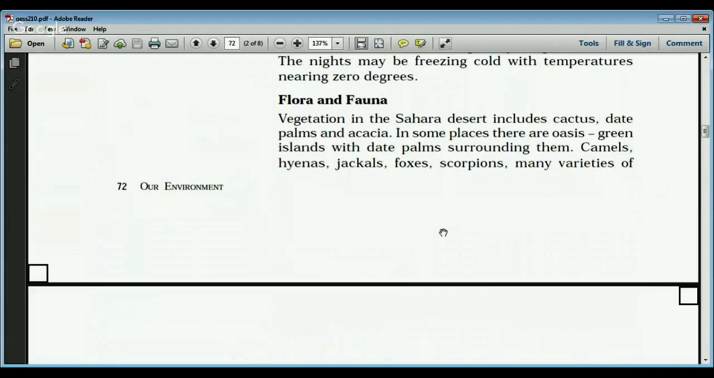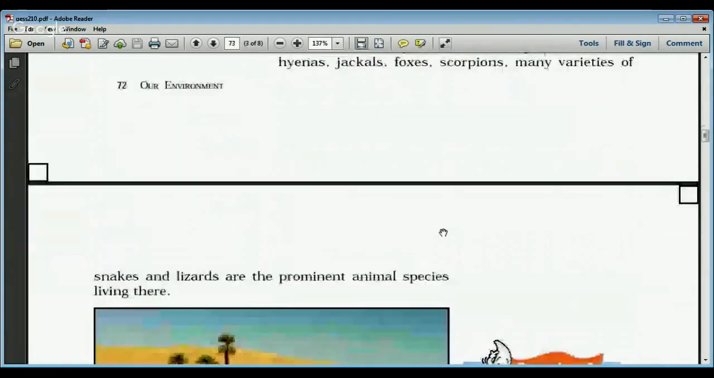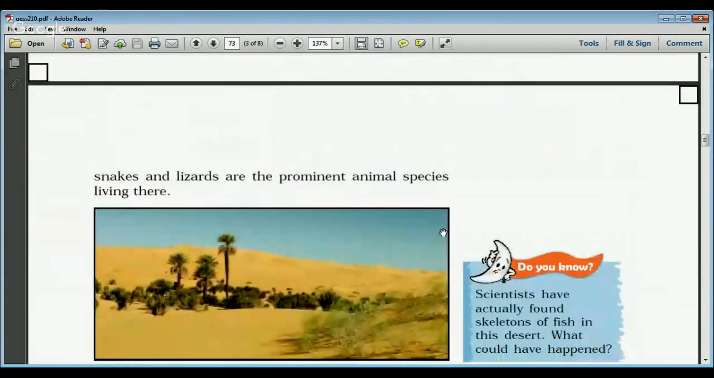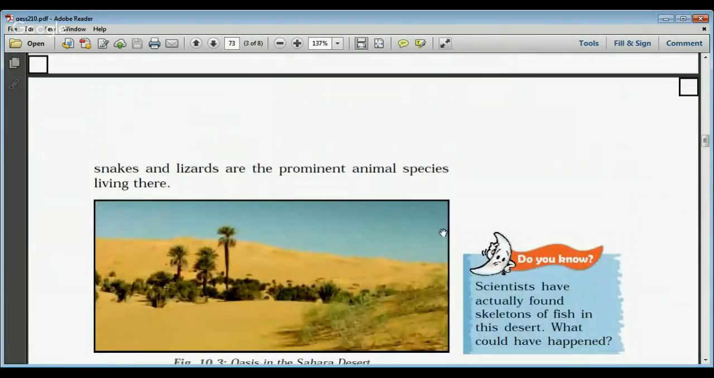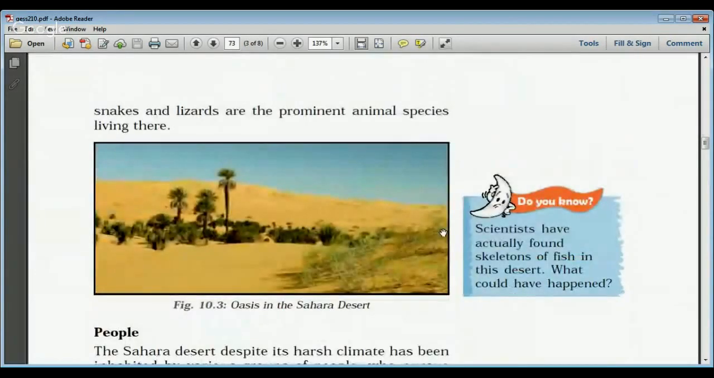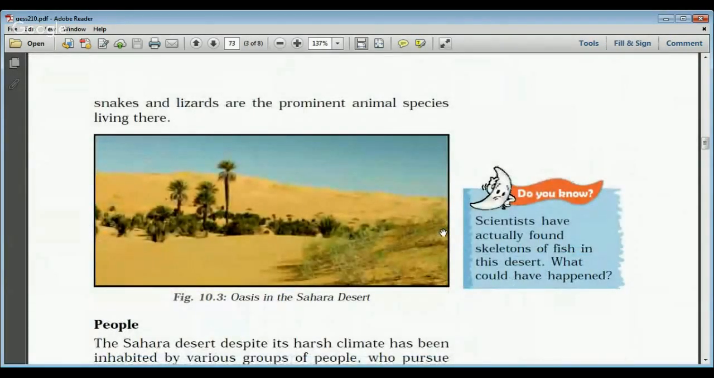And fauna: animals like camels, hyenas, jackals, foxes, scorpions, and many varieties of snakes and lizards are the prominent animal species living in the Sahara region. And figure 10.3 clearly shows the oasis in the Sahara Desert, and scientists have actually found skeletons of fish in this desert.